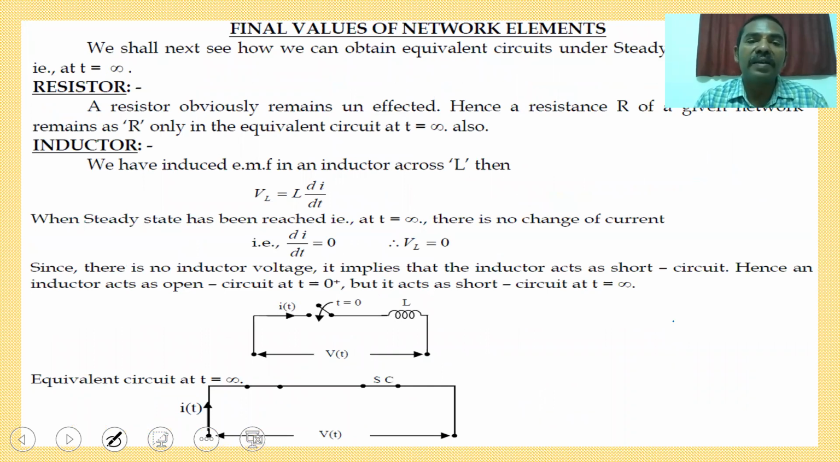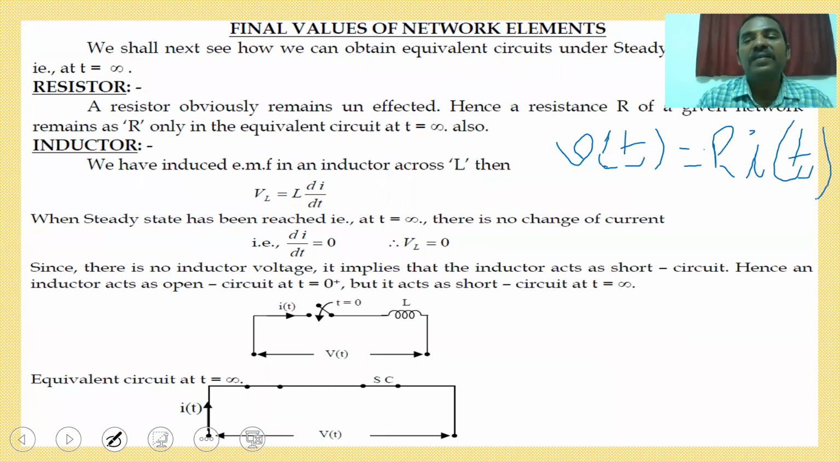Final values means at t is equal to infinity condition. So the resistor never depends upon time, because by Ohm's law, V of t is equal to R into I of t, you are writing. So that means the resistor never depends upon time. That's why at t is equal to 0 or at t is equal to infinity, there is no effect of resistance and there are no initial charges or initial currents flowing in the resistor. It purely depends upon the resistive material of the resistor only.